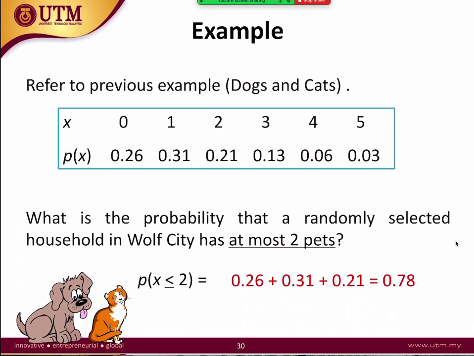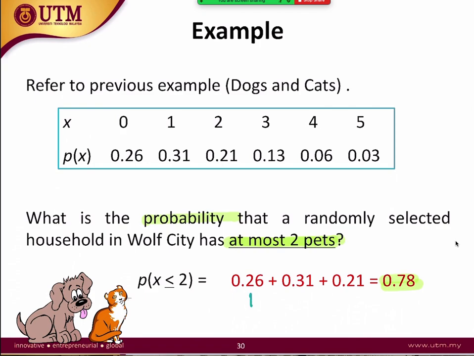Based on the dogs and cats example, if you want to know what type of question you might be asked, it will ask: what is the probability that a randomly selected house in Wolf City has at most 2 pets, meaning the maximum number of pets. We want to know the probability of people having at most 2 pets, which is 0.78. So how do you get 0.78?